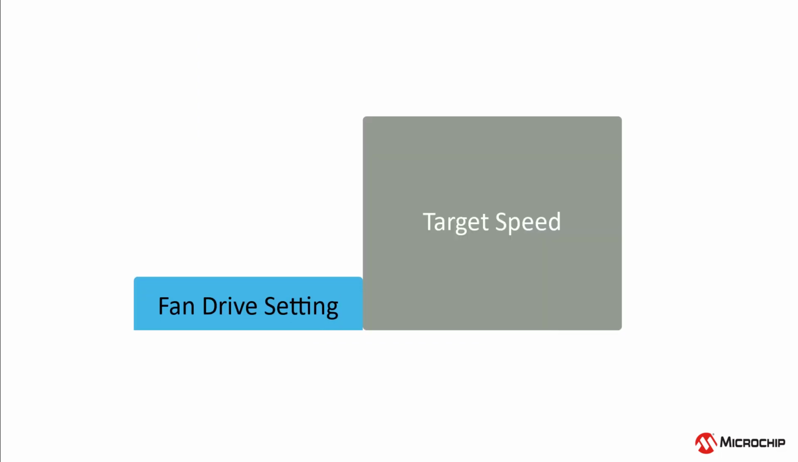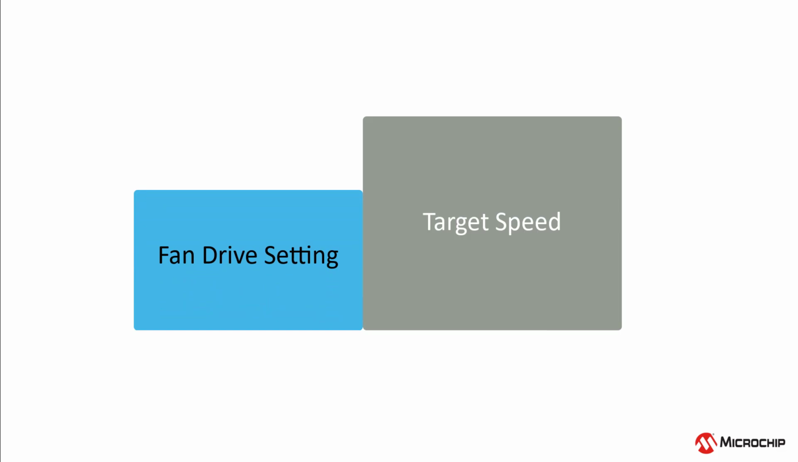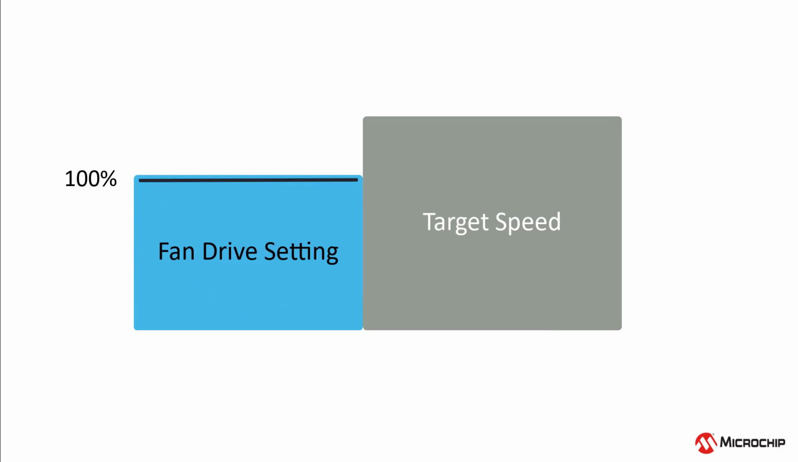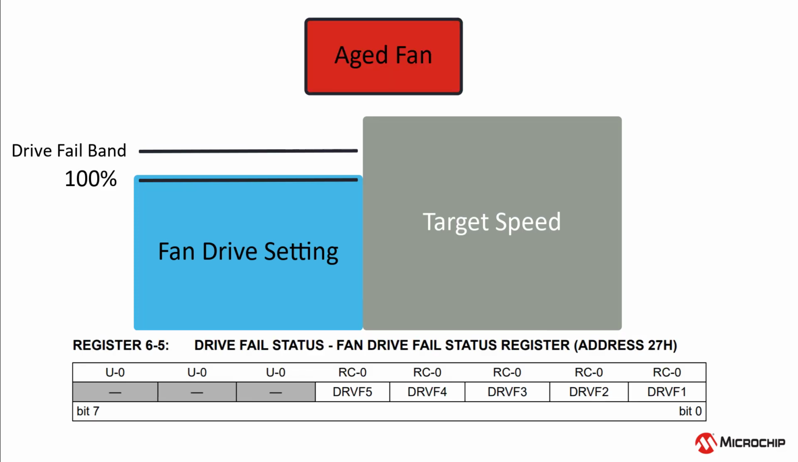The part will steadily increase the drive strength until the desired RPM is reached. If the drive strength reaches 100% and the fan speed has not met the target fan speed minus the drive fail band register for the number of specified update periods, then the part detects an aged fan, setting the drive fail bit in the drive fail status register.